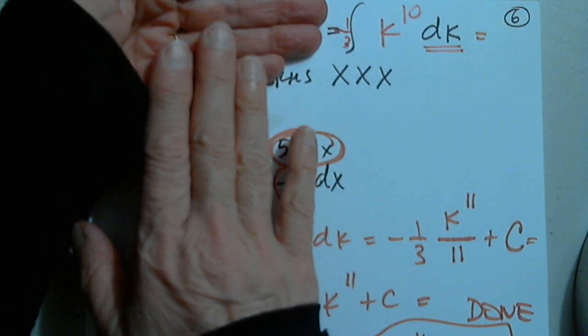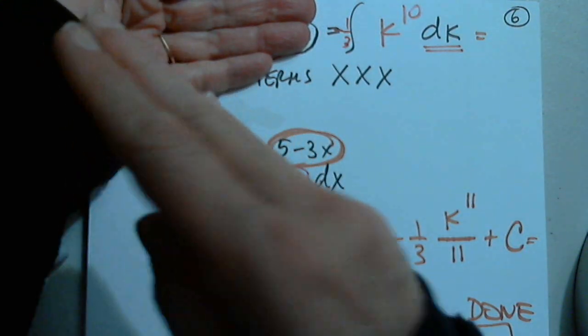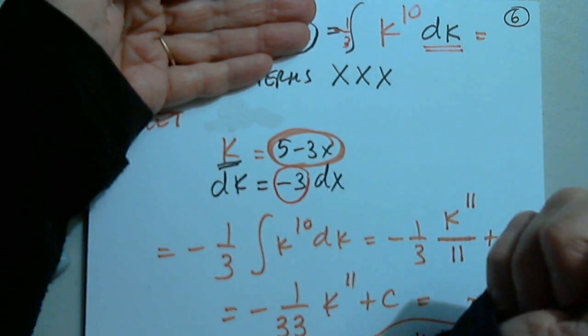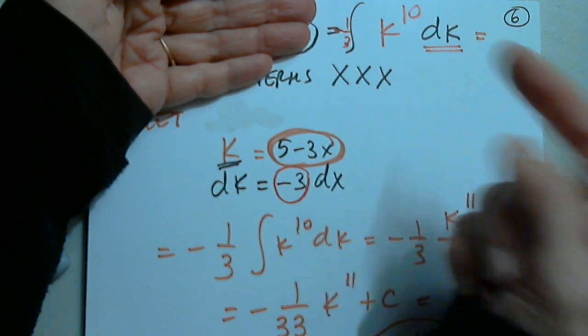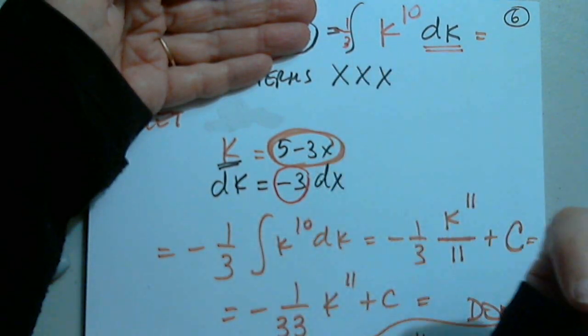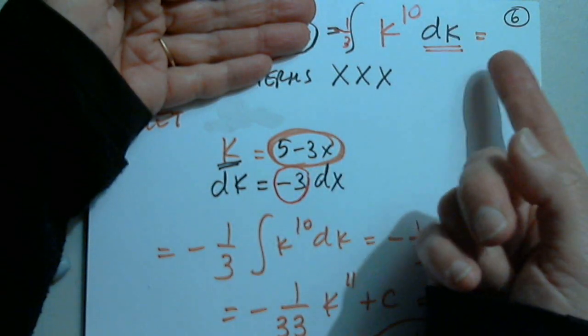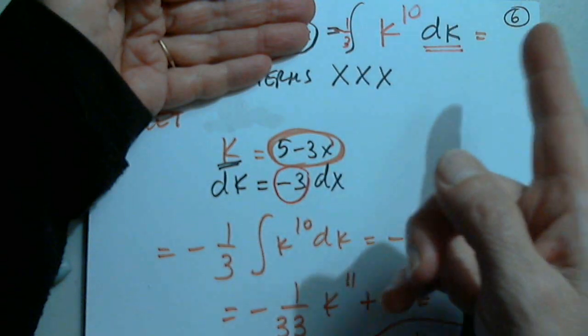When I move from x, I have to move completely to k, and there is no integral without d something. If the variable is k, then it has to have dk. If the variable is x, then it has to have dx. If the variable is u, it has to have du.